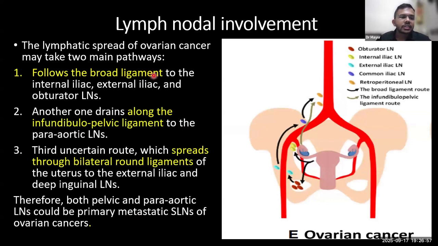Lymphatic spread from the ovaries occurs through two main pathways: following the broad ligament into the iliac and obturator group of lymph nodes, and another following the infundibulopelvic ligament into para-aortic lymph nodes. A third, uncommon route is through bilateral round ligaments into external iliac and deep inguinal lymph nodes. Remember, metastasis to deep inguinal lymph nodes is FIGO stage 4 disease. Both pelvic and para-aortic lymph nodes could be seen as primary metastatic sentinel lymph nodes in ovarian tumors.